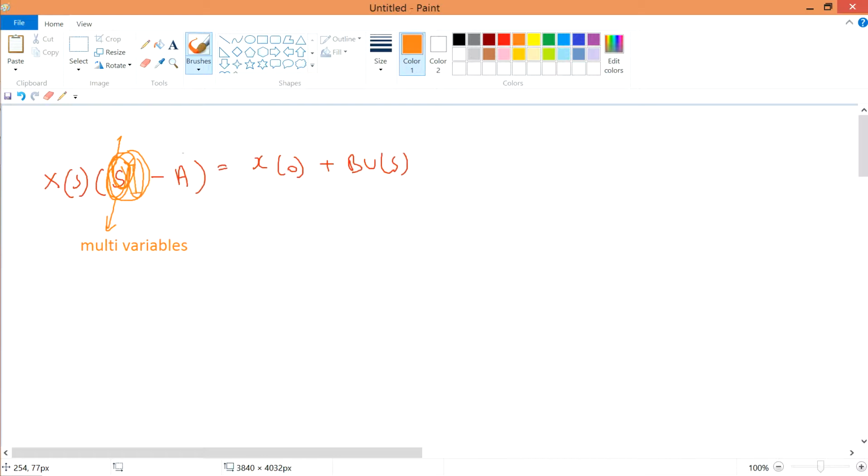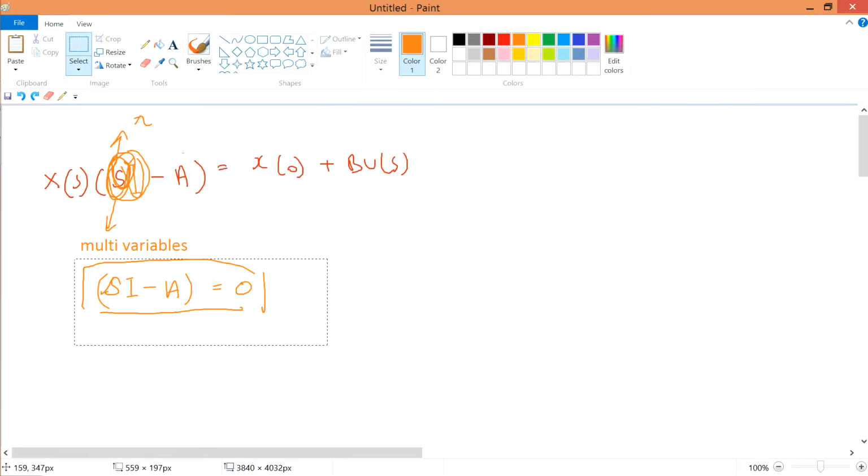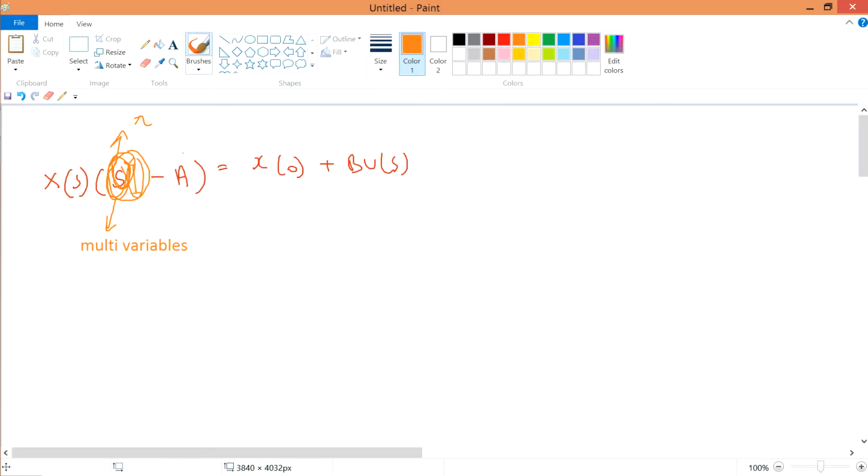Or I can call S, to be more exact, lambda, the eigenvalue. However, I'll not go into details on what that is, because if you take a look at Si minus A equals 0, this is in fact the form for finding the eigenvalue, which in other words means S is lambda. But I'm not going to go through this now. We will go through it in the future.